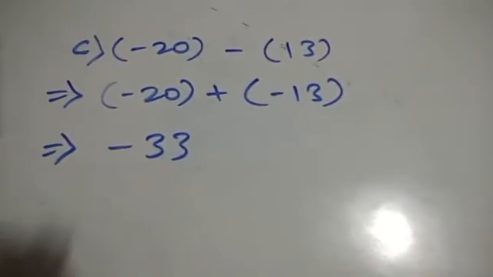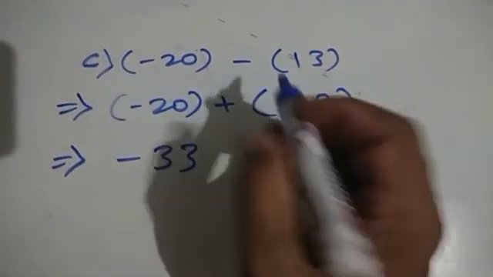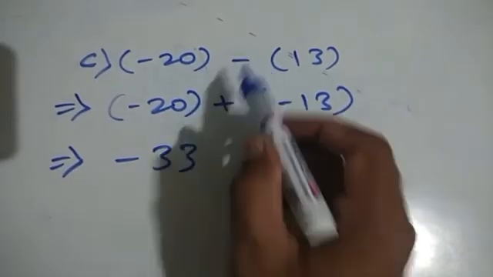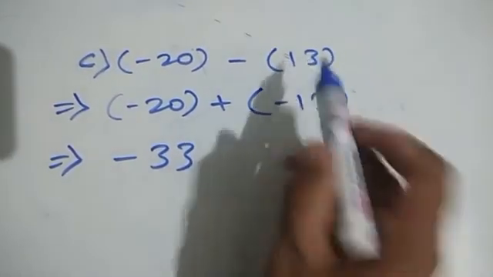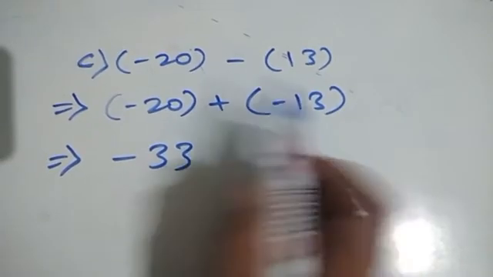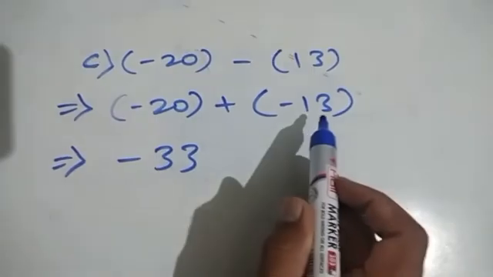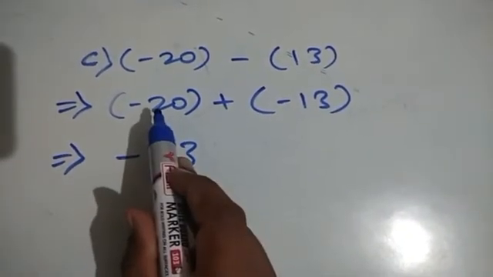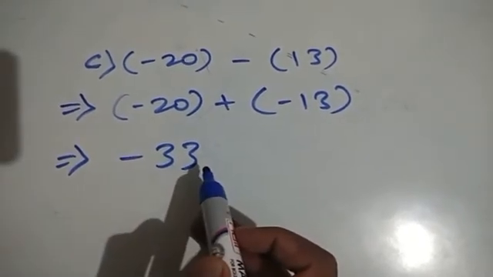In this example, see, minus 20 minus 13. Now again subtraction we have to convert into addition. Minus 20 as it is, this minus becomes plus, and what will be the additive inverse of 13? Minus 13. Okay, now here we have both the integers negative, so addition. 20 plus 13 is how much? 33. What will be the sign of the greater integer? Minus. So therefore minus 33 is the answer. I hope you understood this.